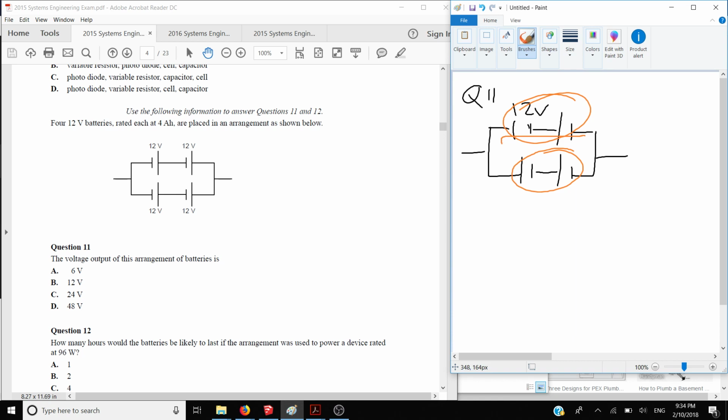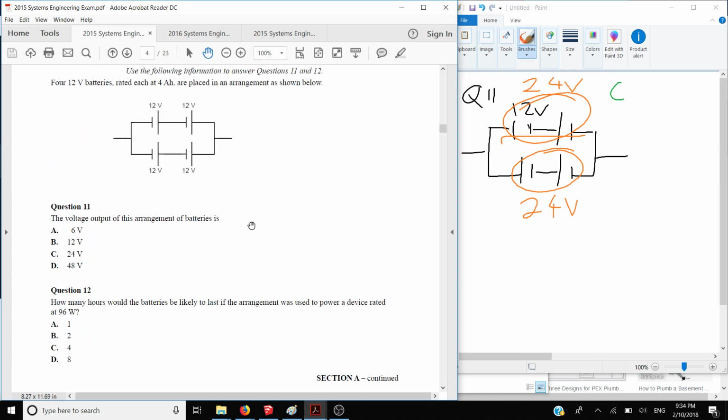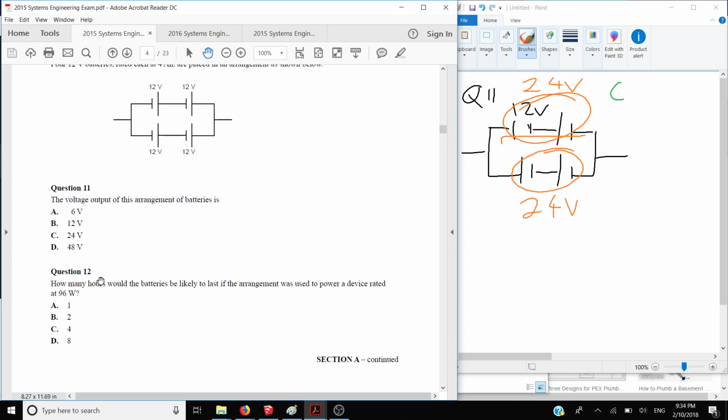Now the rule is, if you have batteries in series, you add the voltage. So this becomes 24 volts, and this becomes 24 volts. Okay, that seems pretty straightforward. So that's question 11. That's C. All right, 24 volts. It's a 24 volt battery, essentially.